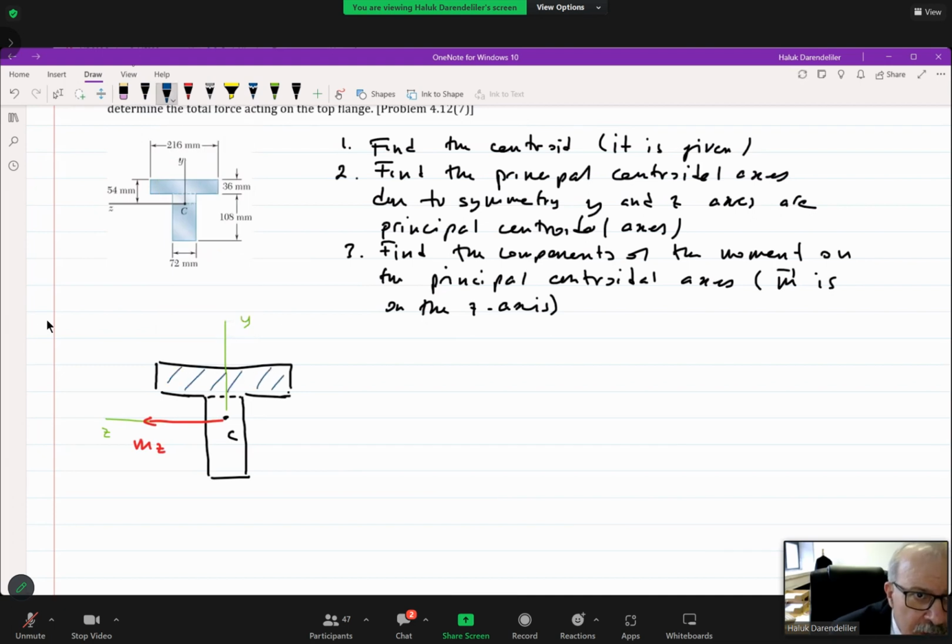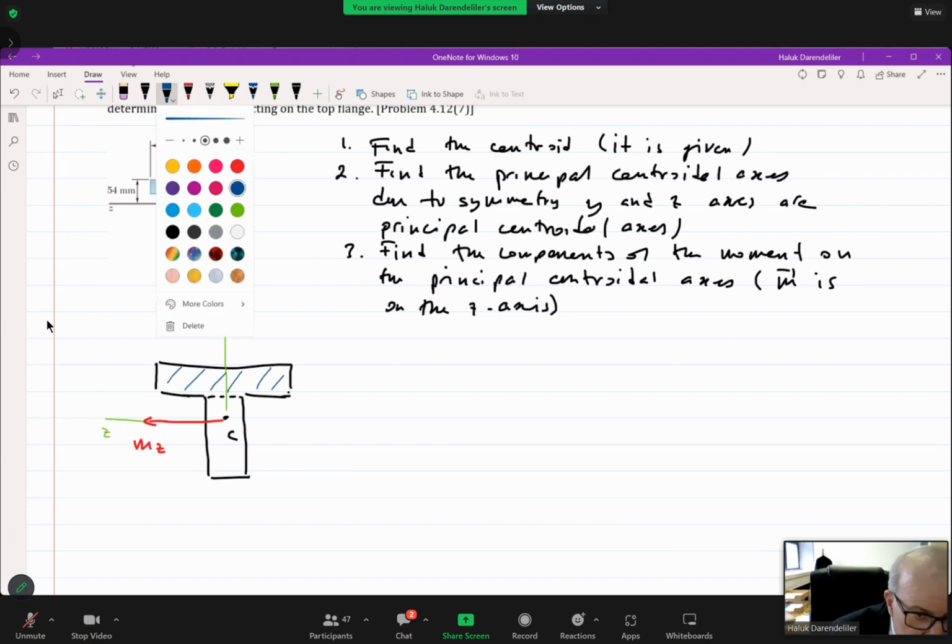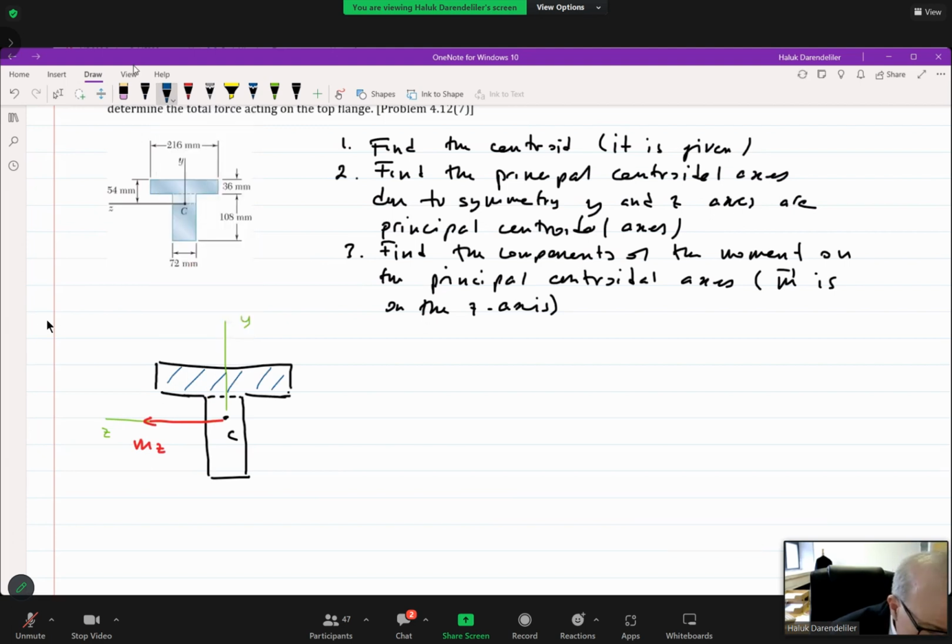So what I'm going to do is this. First, I am going to take an infinitesimal element here, this one, which is dA. Clear? Okay. Now, on the area dA, let me write shortly. On dA, I have the following force.